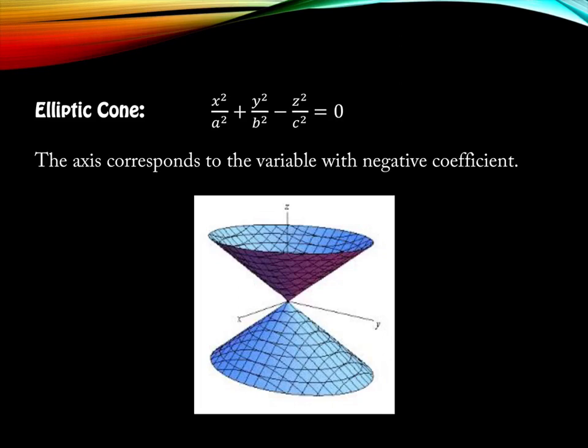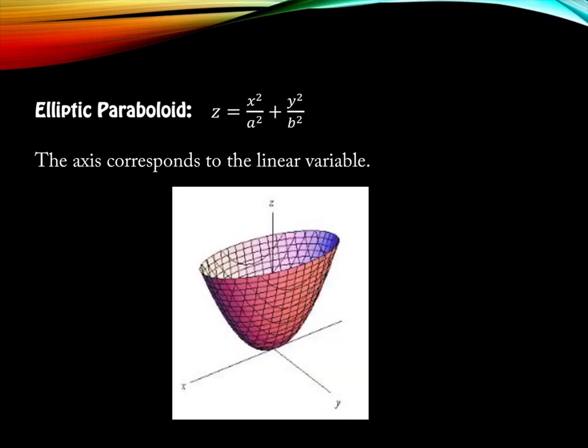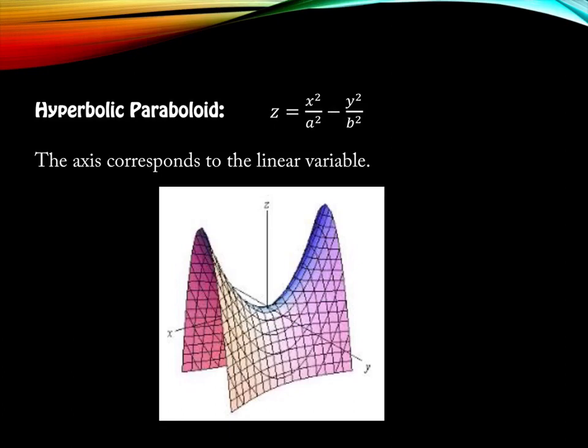For the elliptic cone, the axis is with the negative coefficient, so that's why it's opening along z. On this one, the axis corresponds to the linear variable, so again, that's why it's opening along z. This bowl shape is opening upward. And then here, the axis corresponds to the linear variable z, and so the saddle shape, or the skate park shape, opens upward. It's just more difficult.